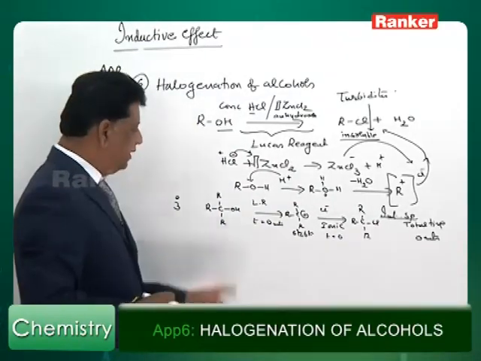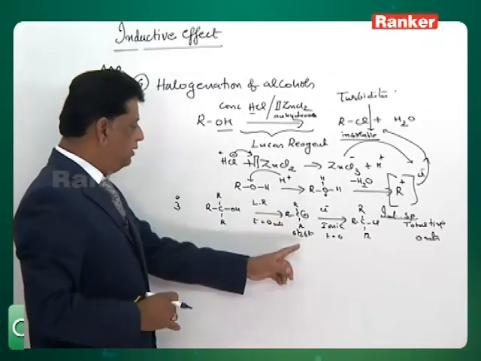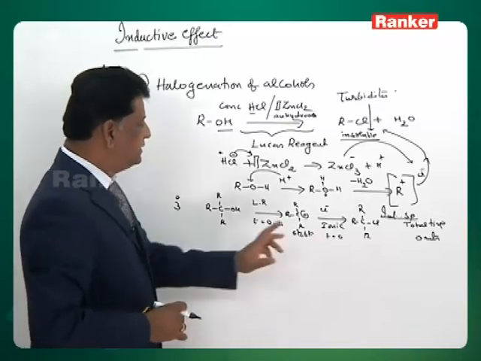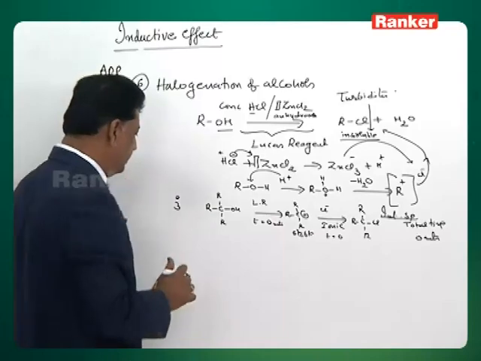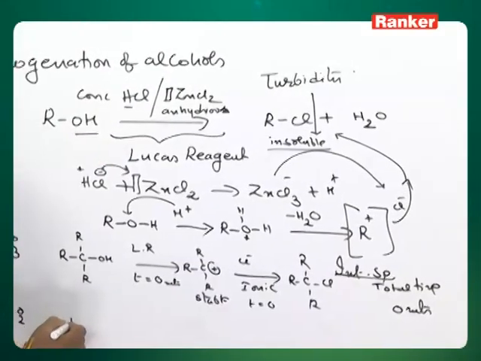Why is it so? Because the tertiary intermediate is stable, step 1 is fast, the second step is ionic, so step 2 is also fast. Therefore, 0 minutes. Whereas, if you take 2 degree, what happens?